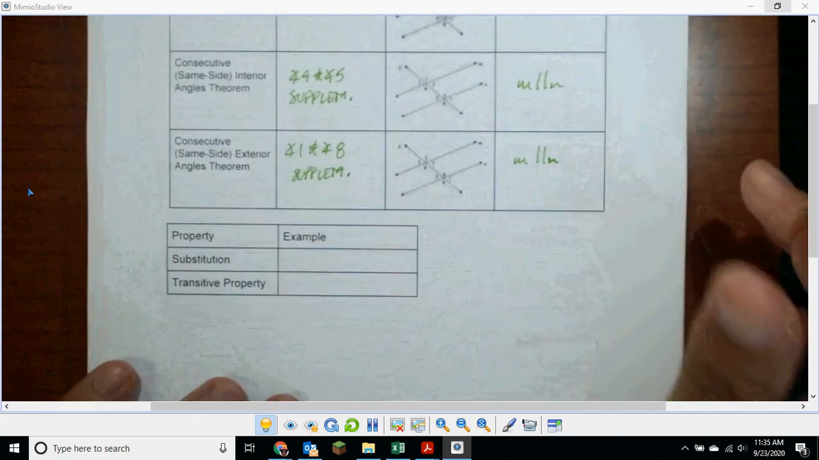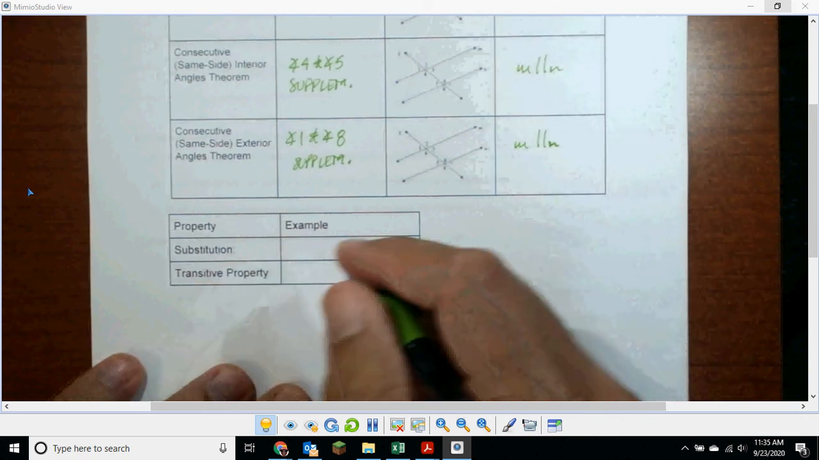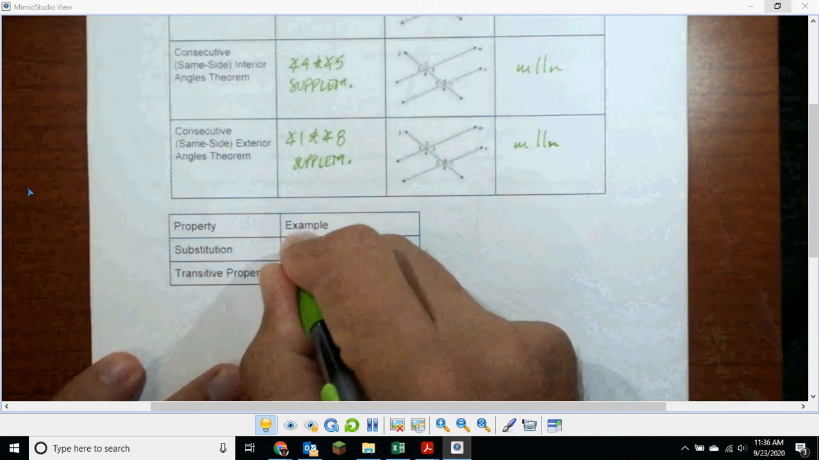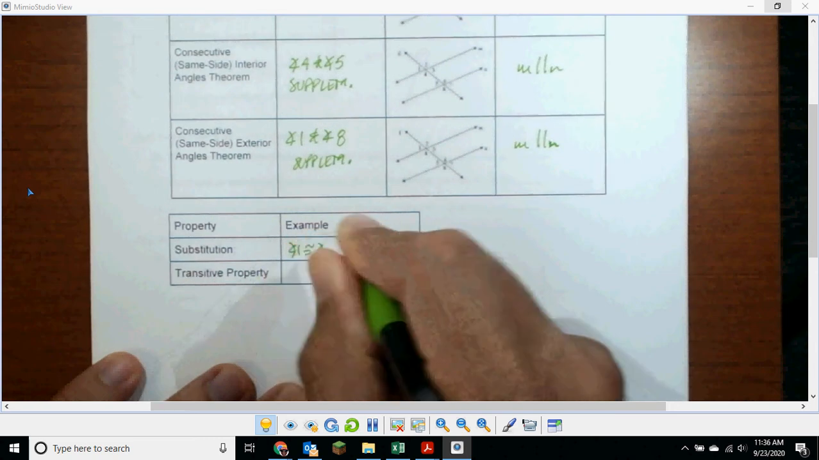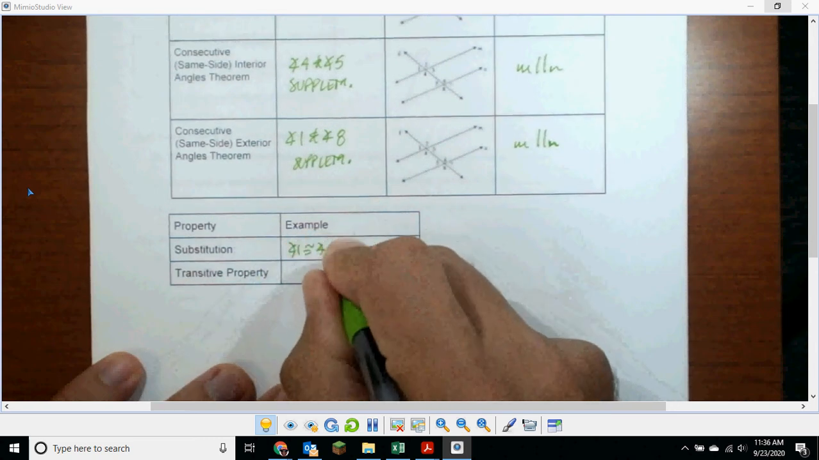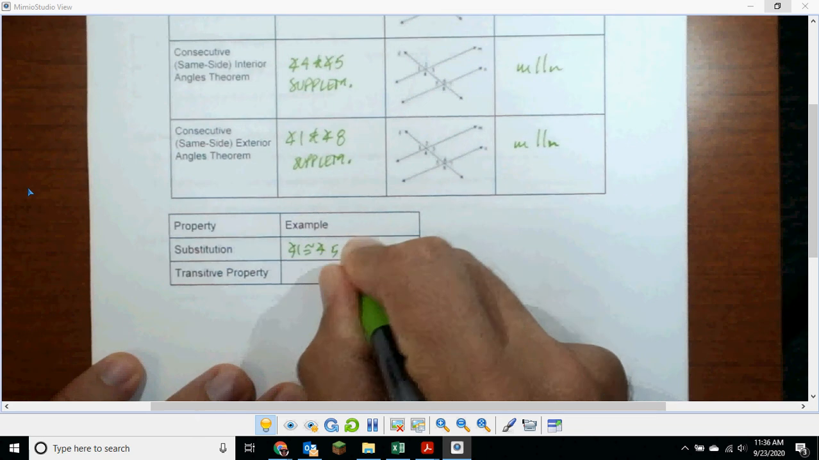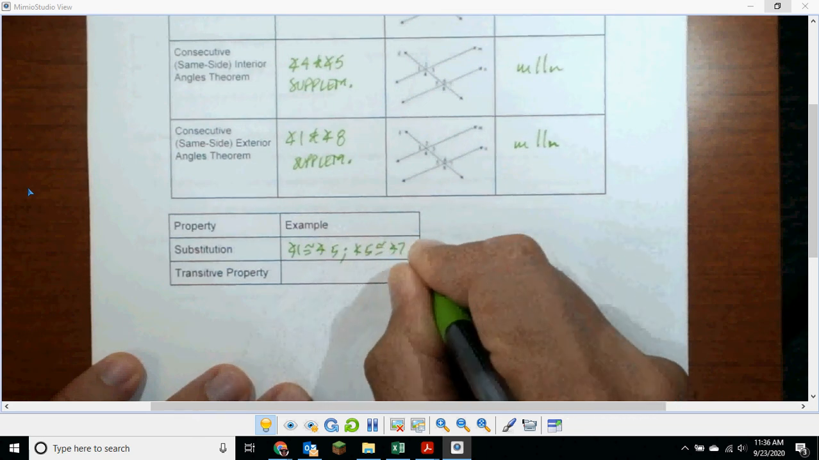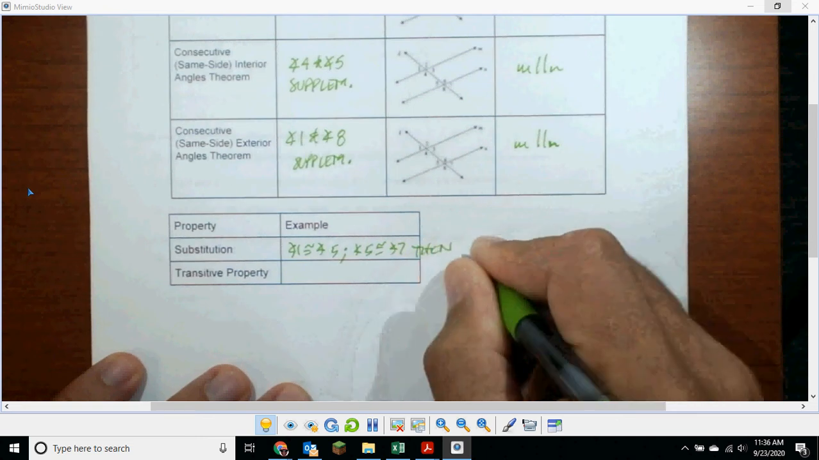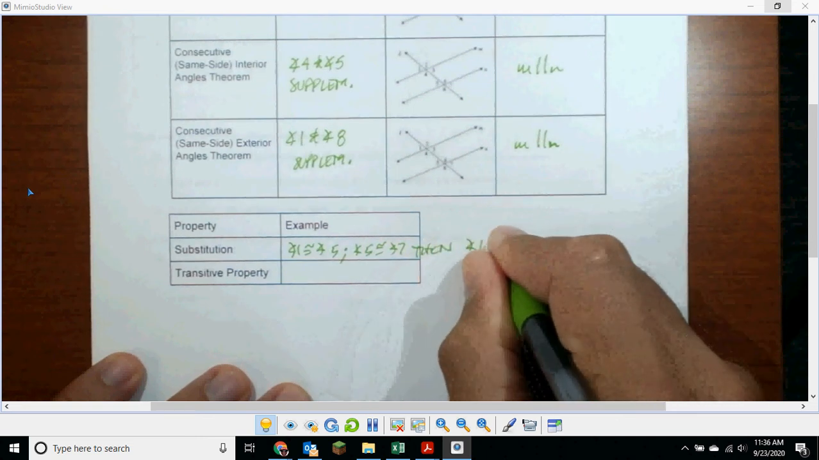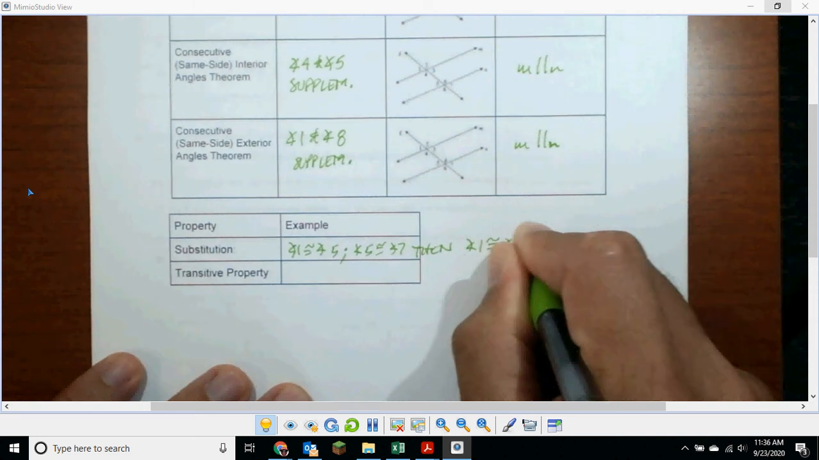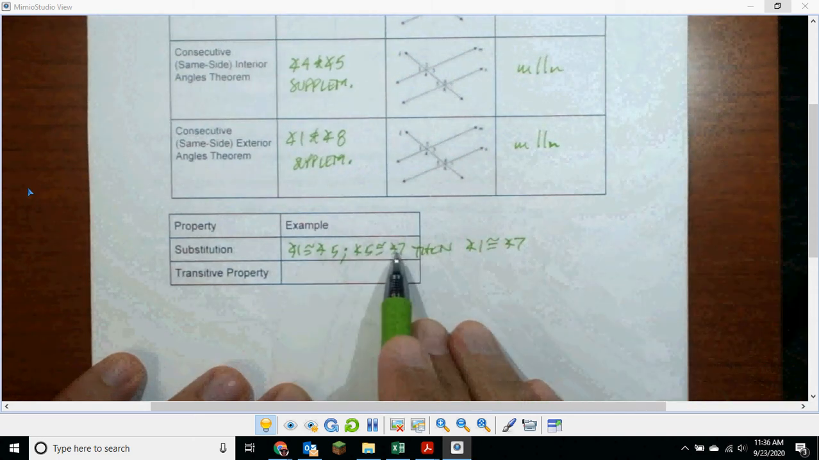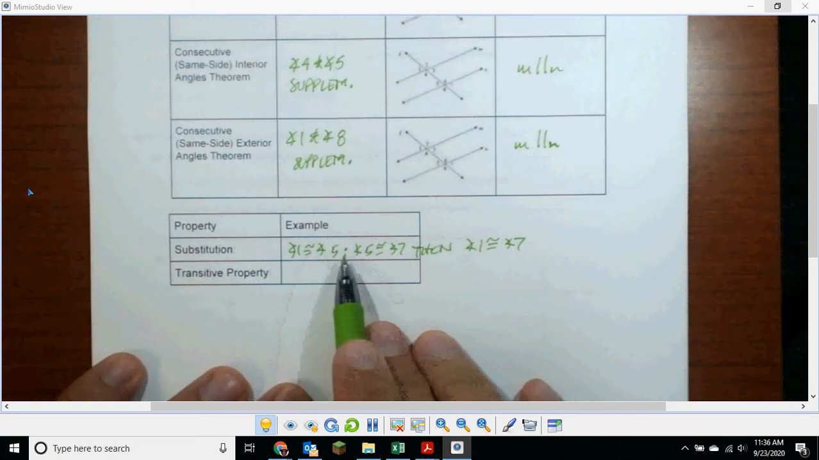All right. Some examples. Again, substitution. If I tell you that angle 1 is congruent to angle 5 and angle 5 is congruent to angle 7, then by substitution, I could say that angle 1 is congruent to angle 7. Okay, that's substitution. I substituted in 7 for 5.